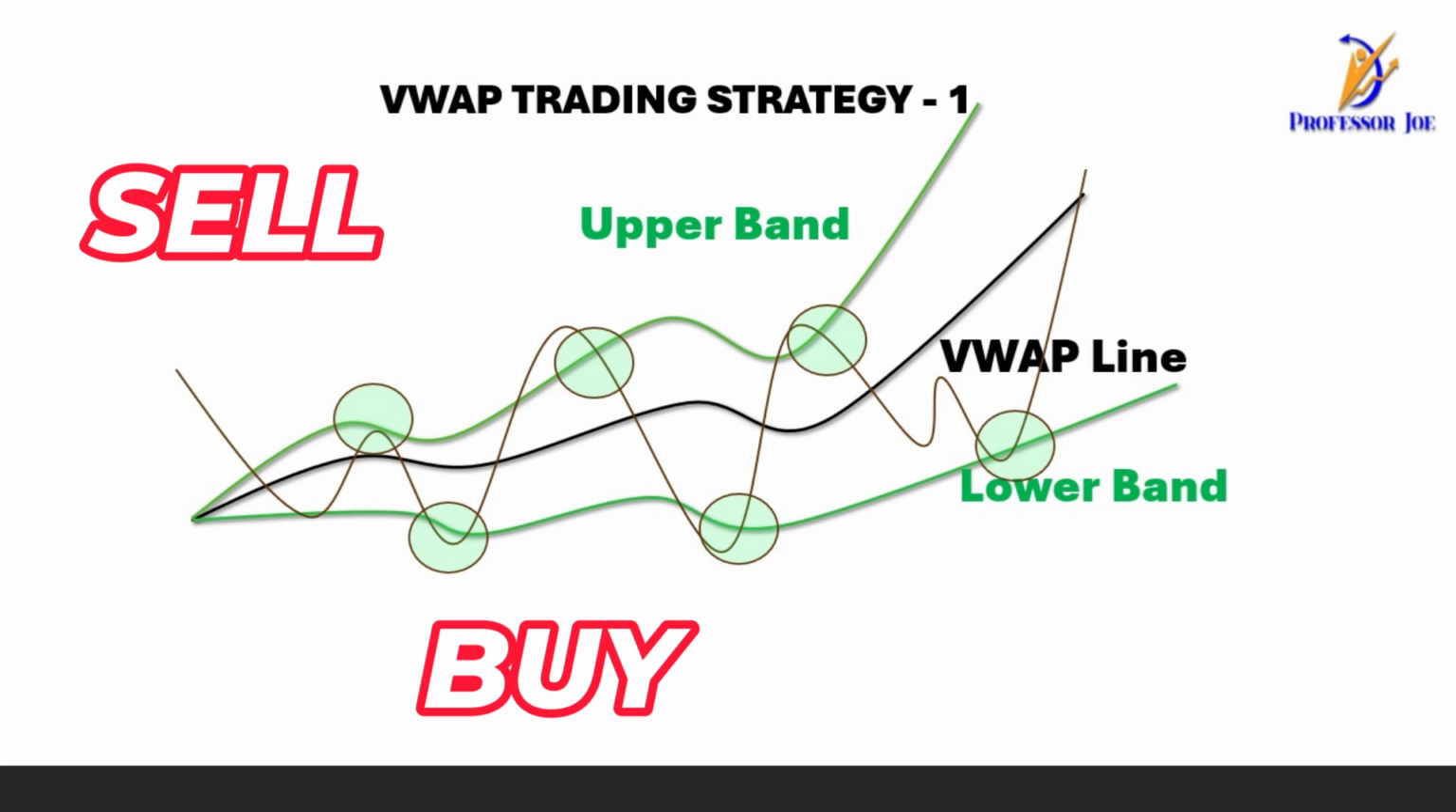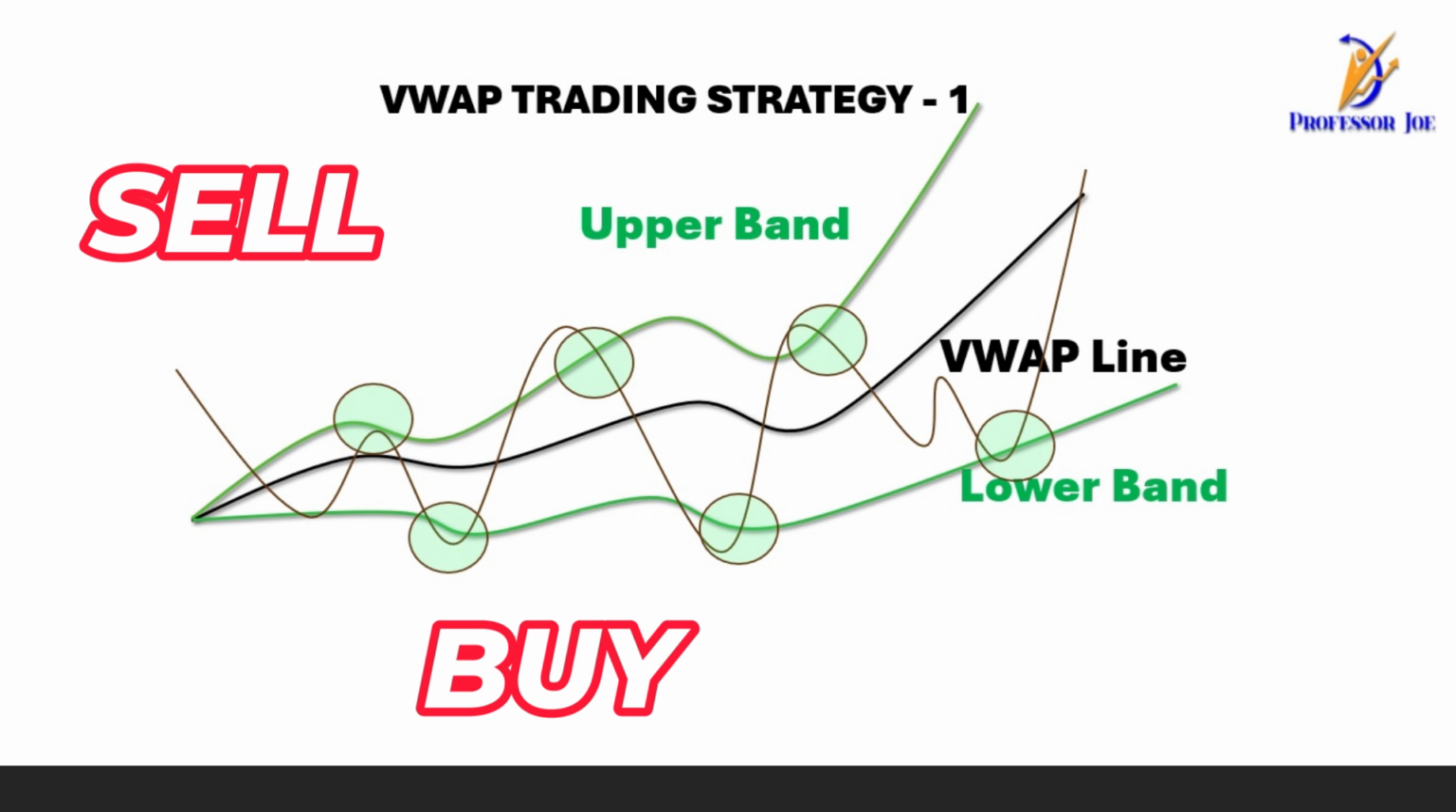Now there are different ways of trading using VWAP. So let us look at the three different ways that traders use VWAP for trading. The first way of trading is using VWAP for support and resistance. So once the price is below the VWAP, the traders are looking for buy. And once the price is above the VWAP, the traders are looking for sell.